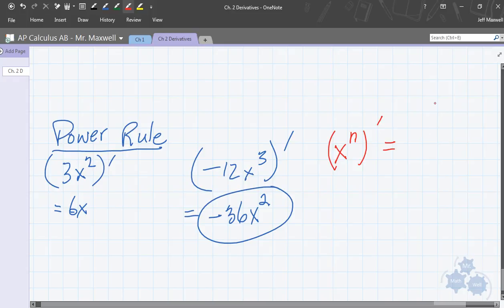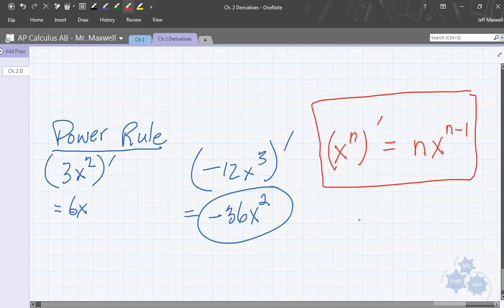So the power rule is this. What we do is you would multiply by the exponent, which here is n, right? So n times x, and it'll end up to be to the power of n minus 1. This is the power rule right here. And this is for n that is greater than or equal to 1.